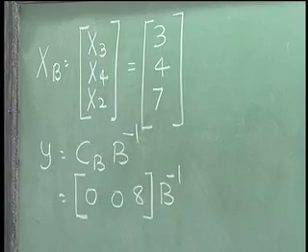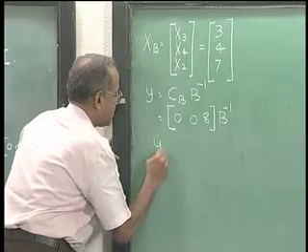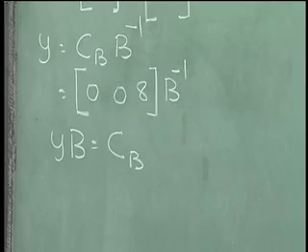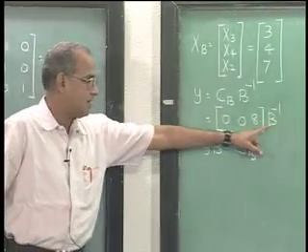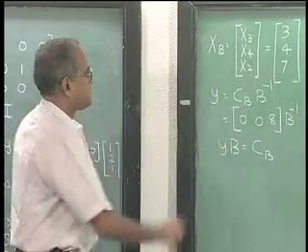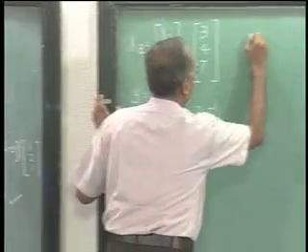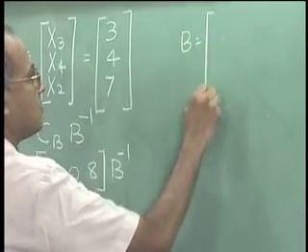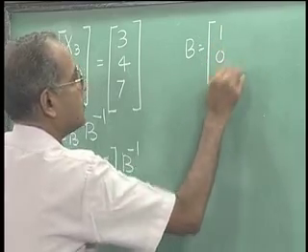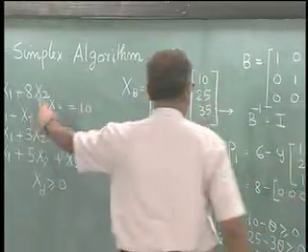Now, B inverse, another way of looking at it is, instead of saying y is equal to CB B inverse, you can always say YB equal to CB. Ordinarily, what we would do is, we now know that this basis matrix is a 3 by 3 matrix corresponding to x3, x4 and x2. So, the basis matrix B will be corresponding to x3, x4 and x2. So, 1 0 0, 0 1 0 and corresponding to x2 would be 1 3 and 5.